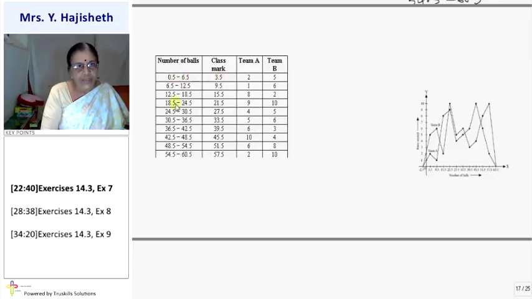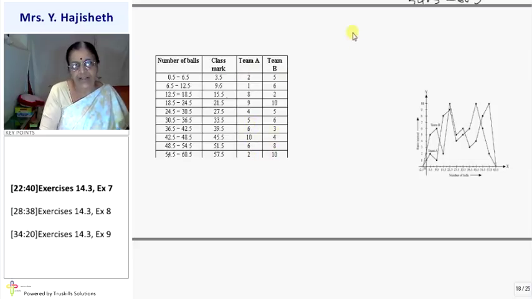So 3.5. Then 6.5 plus 12.5 upon 2, so 9.5. Then 12.5 plus 18.5 upon 2, so 15.5. And last is 54.5 plus 60.5 upon 2, so 57.5. Write down this for both the polygons.